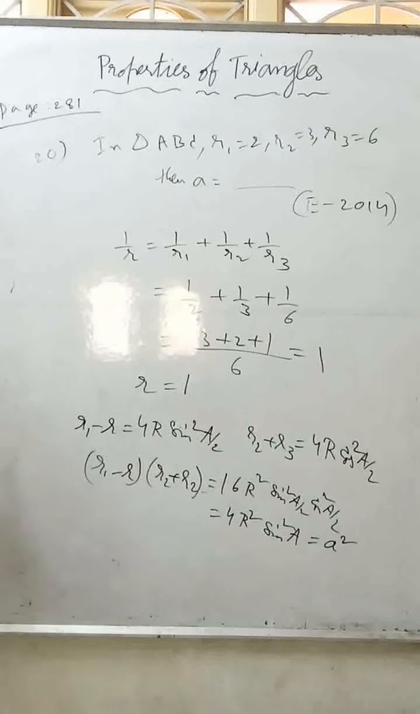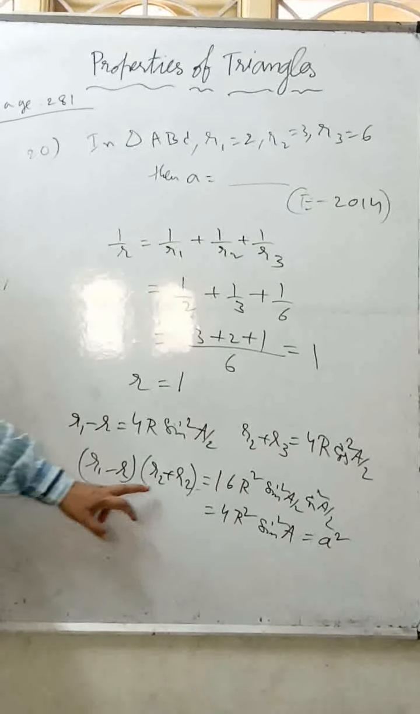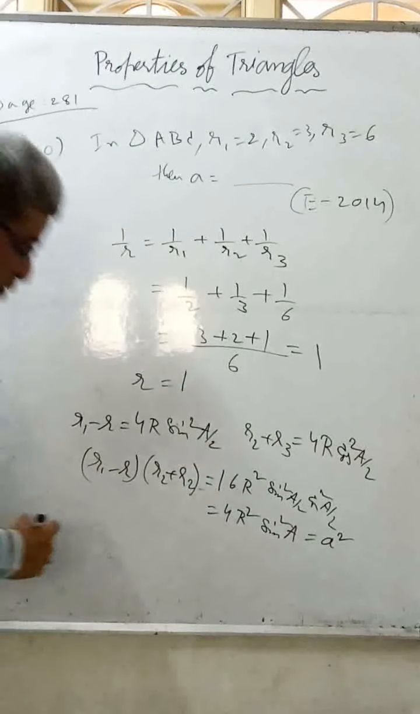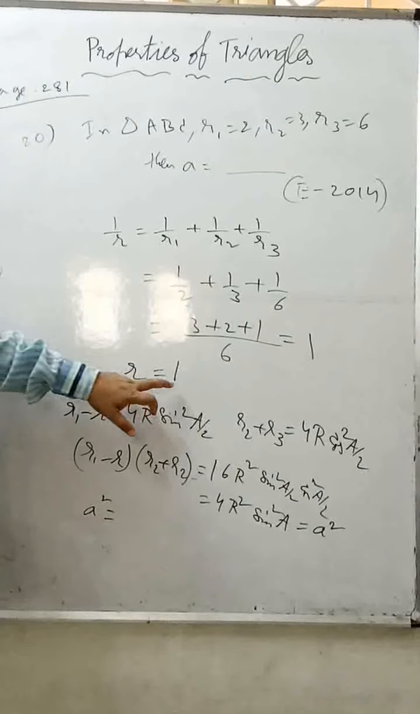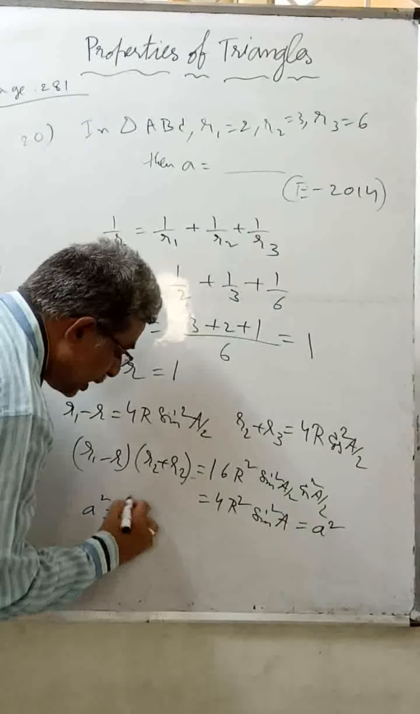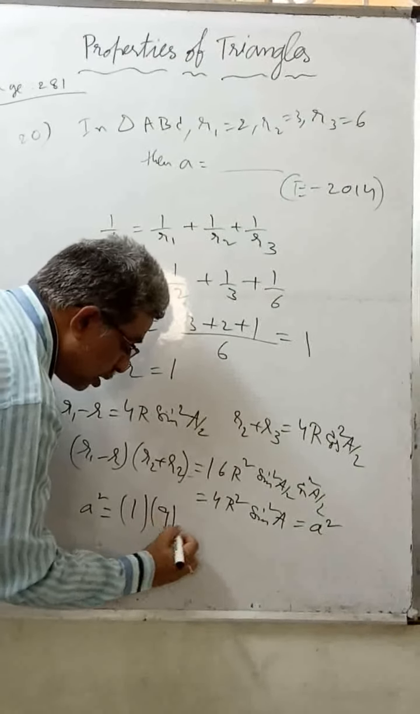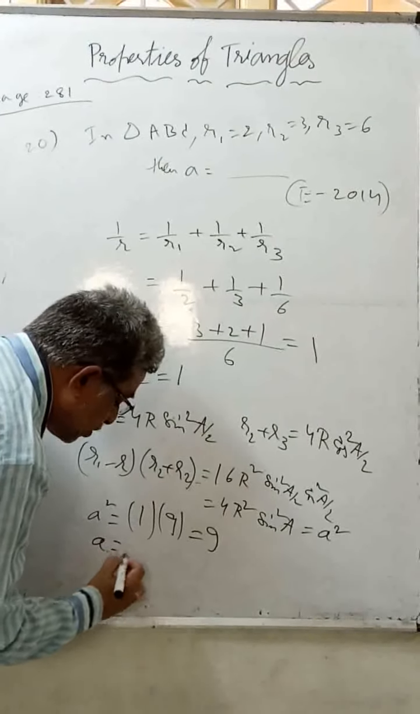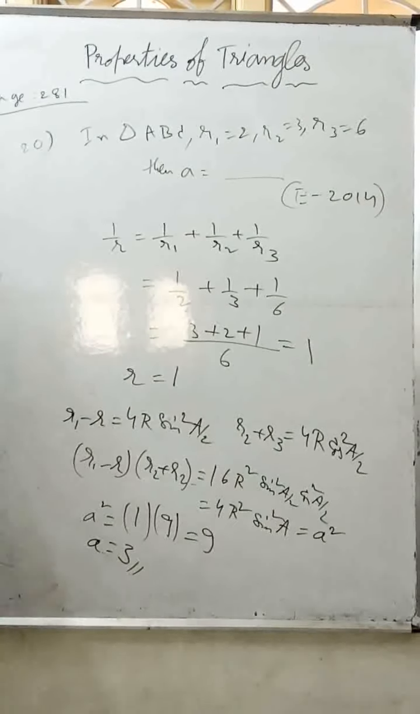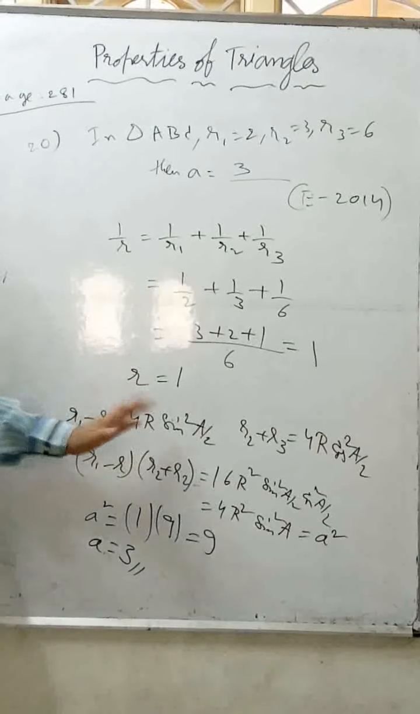So I want to say that always small a square is (R1 minus R) into (R2 plus R3). So small a square equal to just R1 minus R, means 1 minus 2... R1 into R2 plus R3, 3 plus 6, 9. So this is equal to 9. A square is 9, A is equal to root 9, which means A value is 3. This is one way of doing.